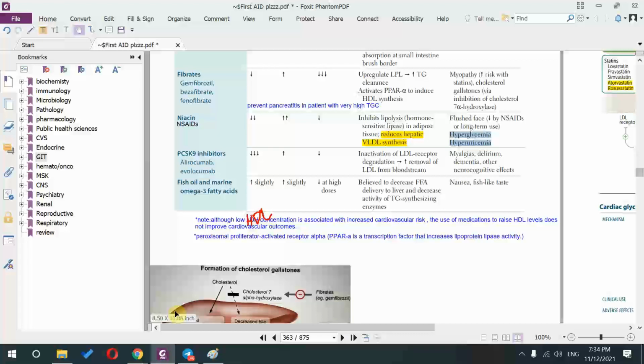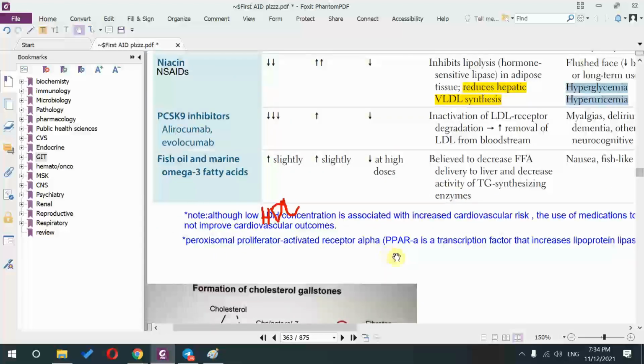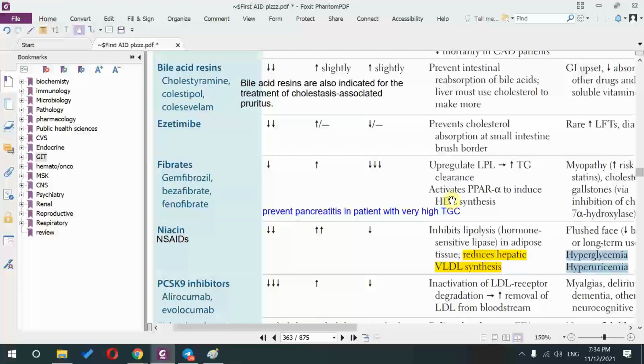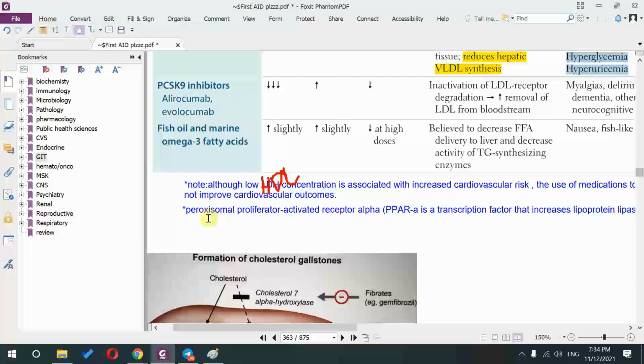Okay. One more thing. Before moving on, I want you to know what PPAR alpha, the one that we spoke about in fibrate, stands for. It's the peroxisome proliferator-activated receptor alpha. Why am I telling you this? Because they do ask about it. They do ask about the full name. So you must know the full name.